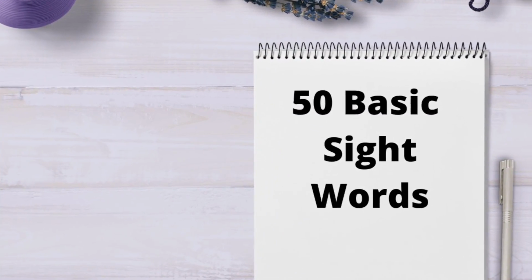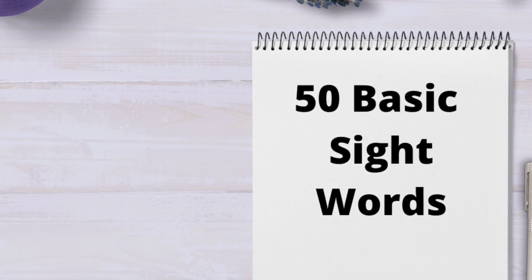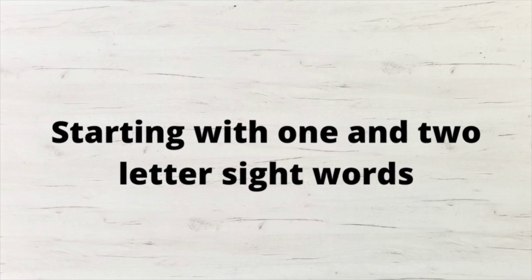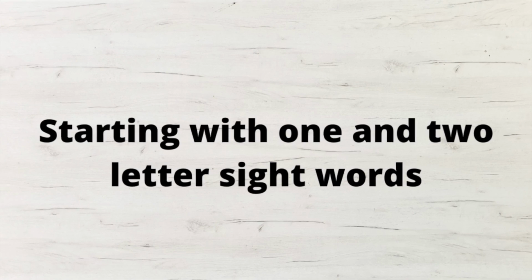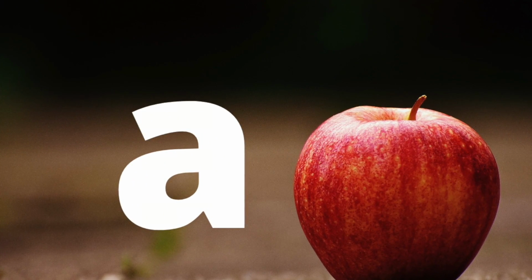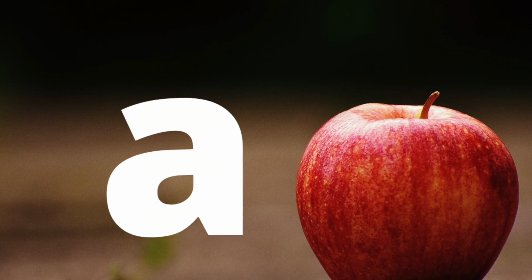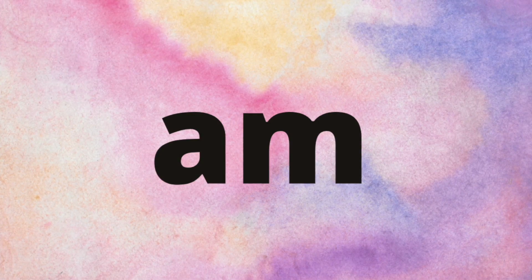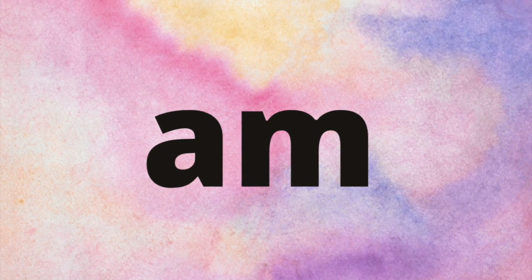So now I am going to show you 50 basic sight words to teach your child. Start with 1 and 2 letter sight words first. A. I. A, M, am.